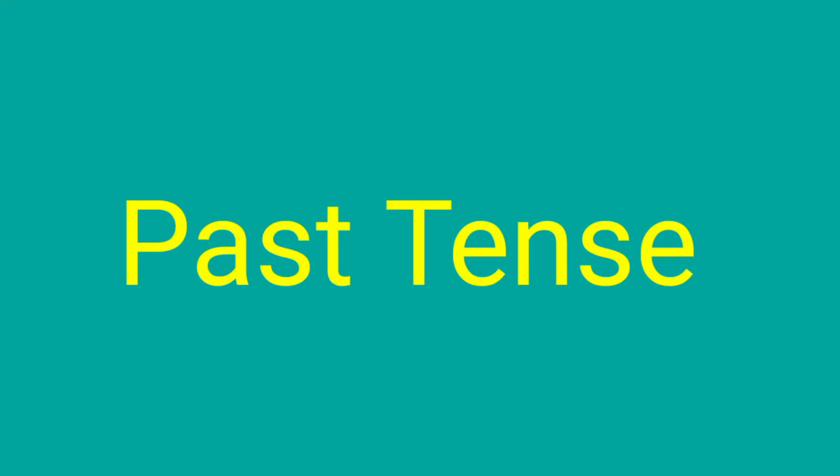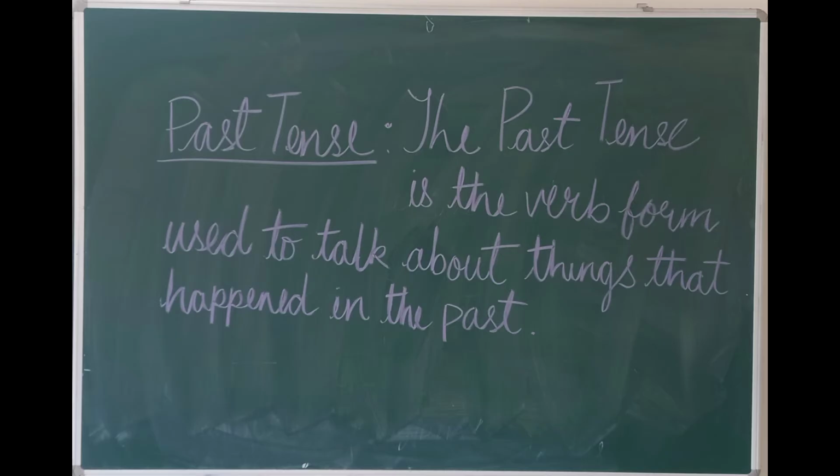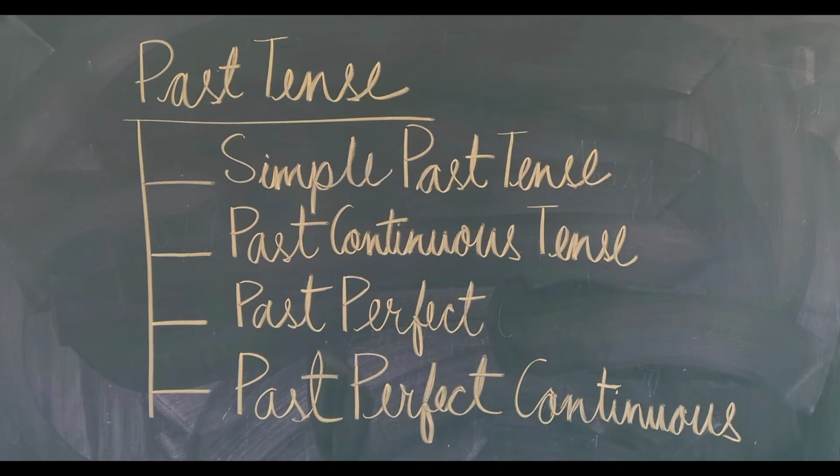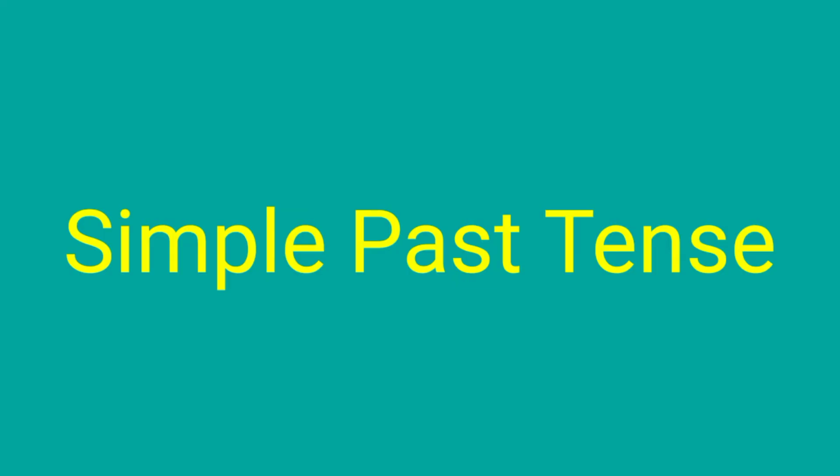Today we will learn about past tense. Past tense is the verb form used to talk about things that happened in the past. It means in past tense we study the forms of verb which tell about the action of the past. There are four types of past tense: simple past tense, past continuous tense, past perfect tense, and past perfect continuous tense. Let us begin with the simple past tense.